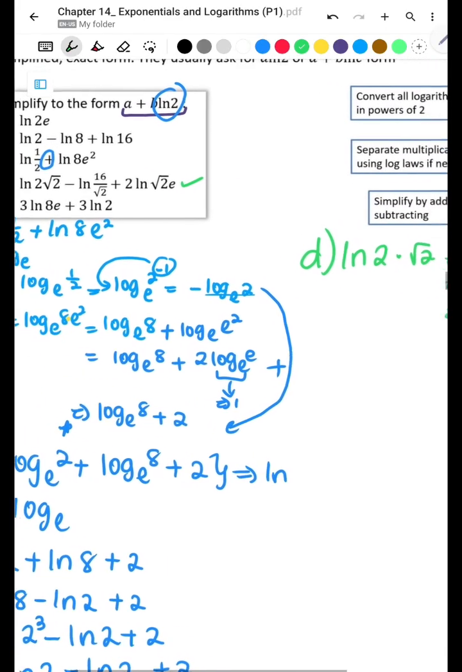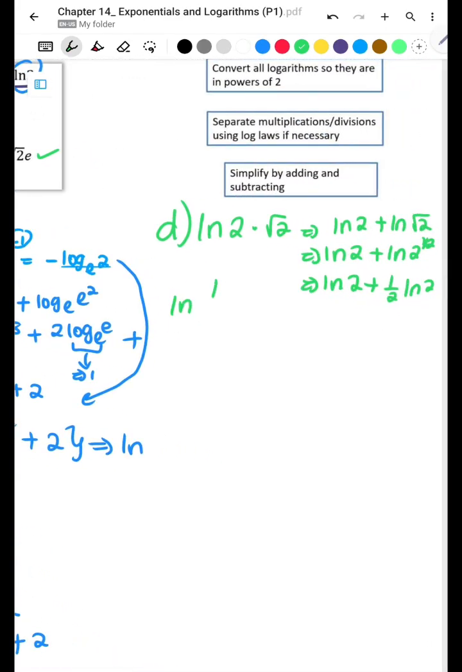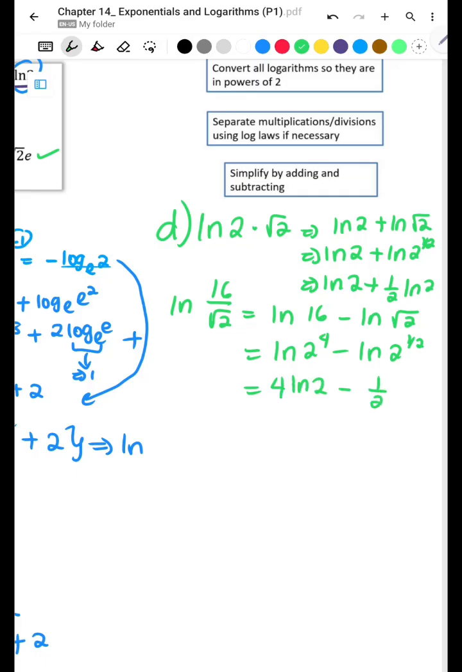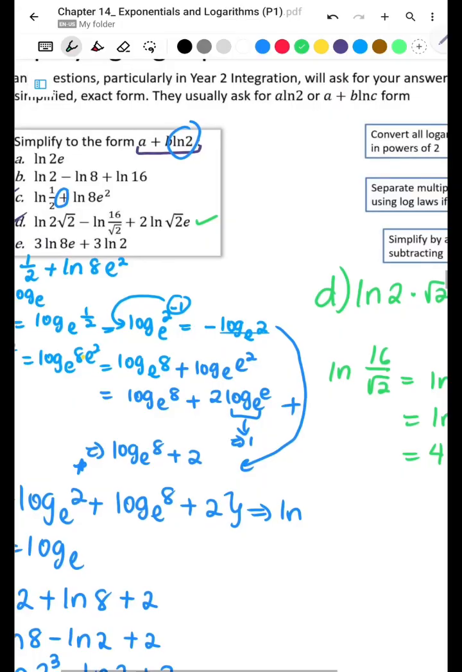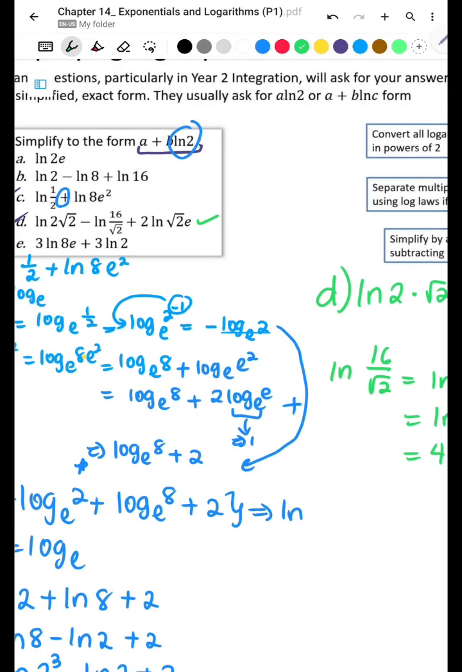Interestingly, I also have natural log of 16. So natural log of 16 over root 2 is saying, because I want everything in terms of 2, the easiest thing for me to do here is natural log of 16 minus natural log of root 2. Because I have division, it surely turns to negative. Natural log of 16 is saying 16 is the same thing as 2 to the power of 4, minus 2 to the power of half. This is the same thing as 4 natural log of 2 minus half natural log of 2. Then 2 natural log of 2 root 2e.